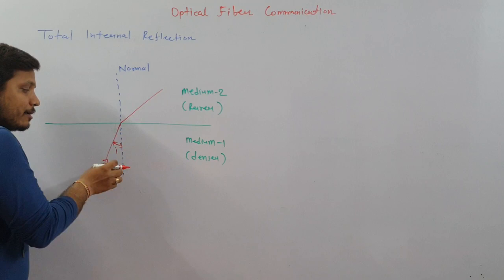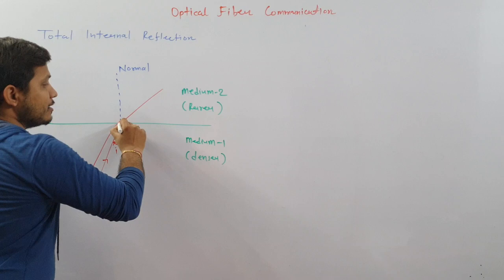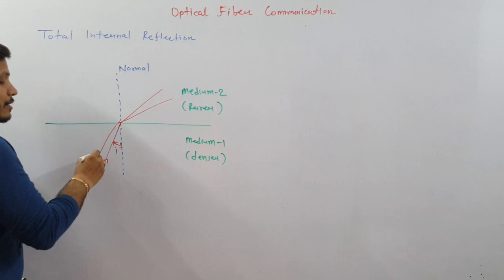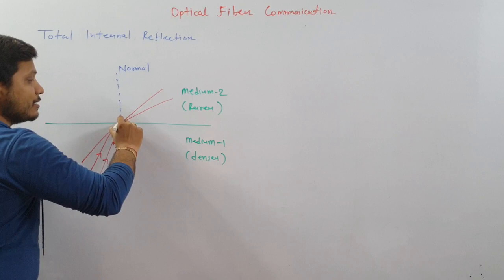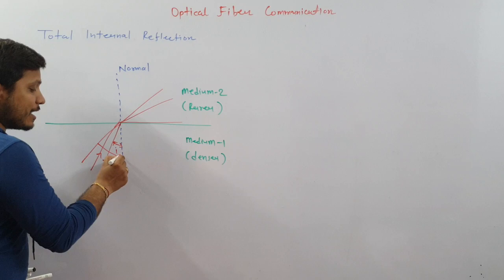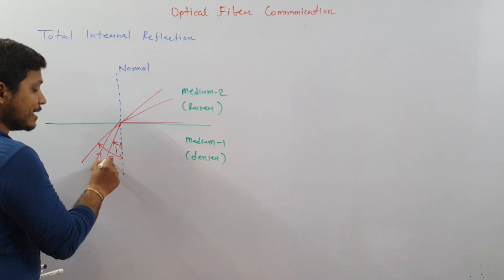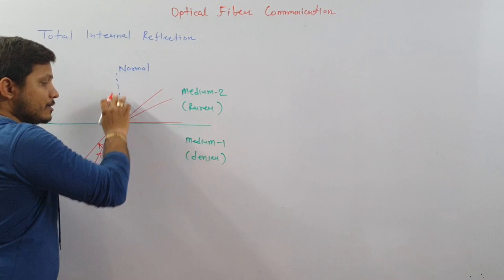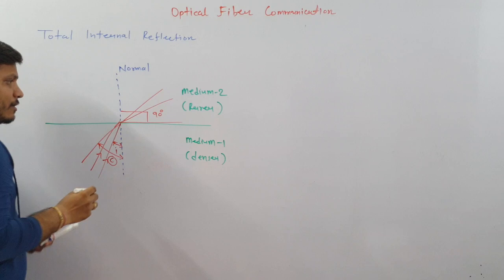Now if I further increase this angle of incident, you'll find this ray is bending away from the normal. Now at one angle, this refracted ray will be parallel to the surface. That angle of incident, for which the refracted ray is parallel to the surface, is the critical angle. So at the critical angle, you'll find the angle of refraction is 90 degrees.